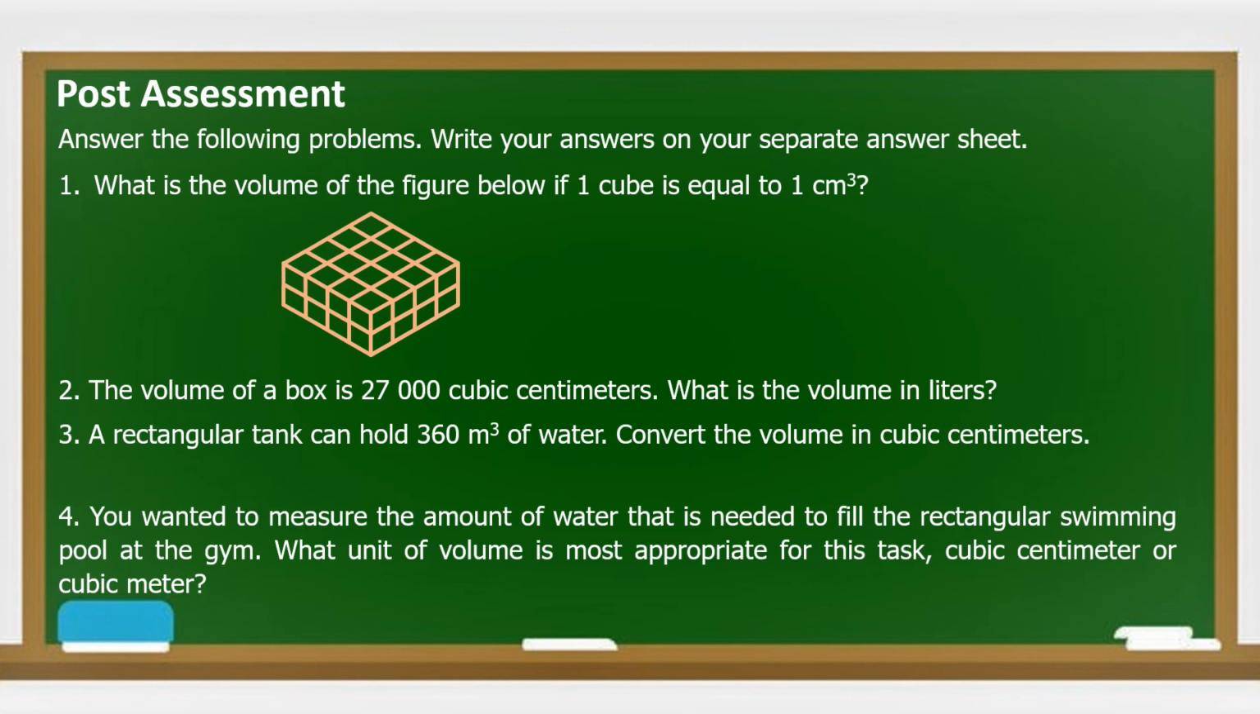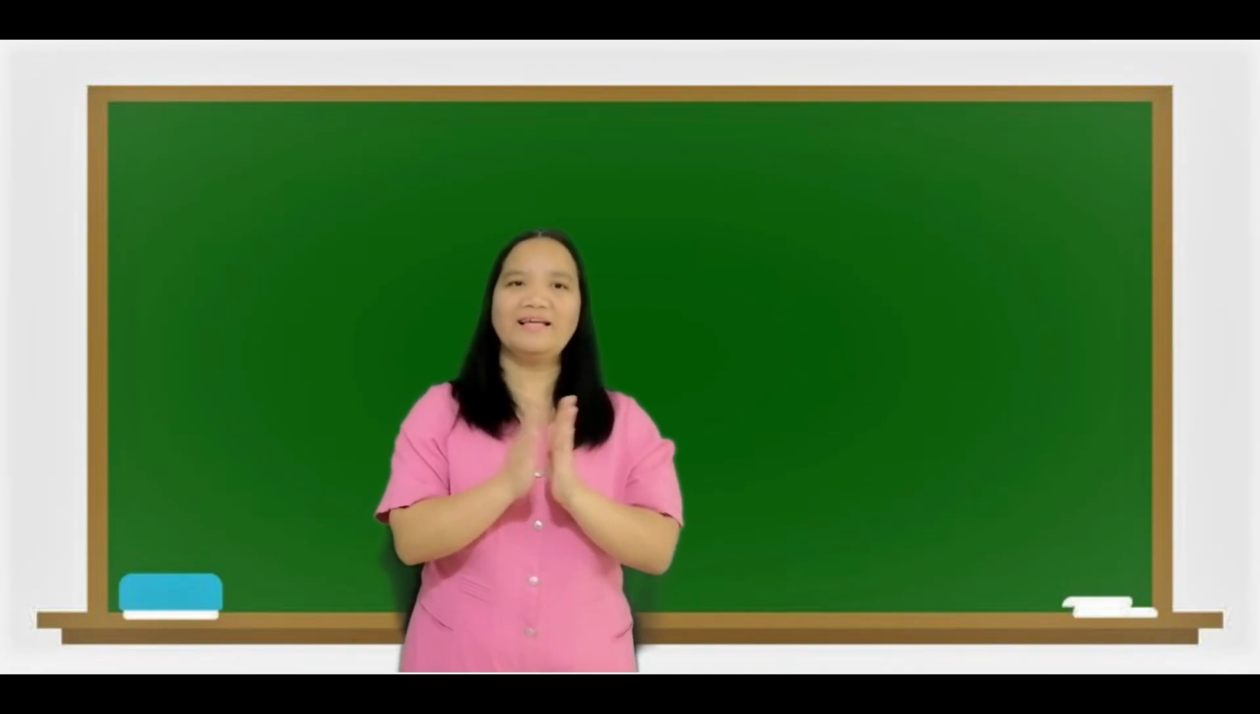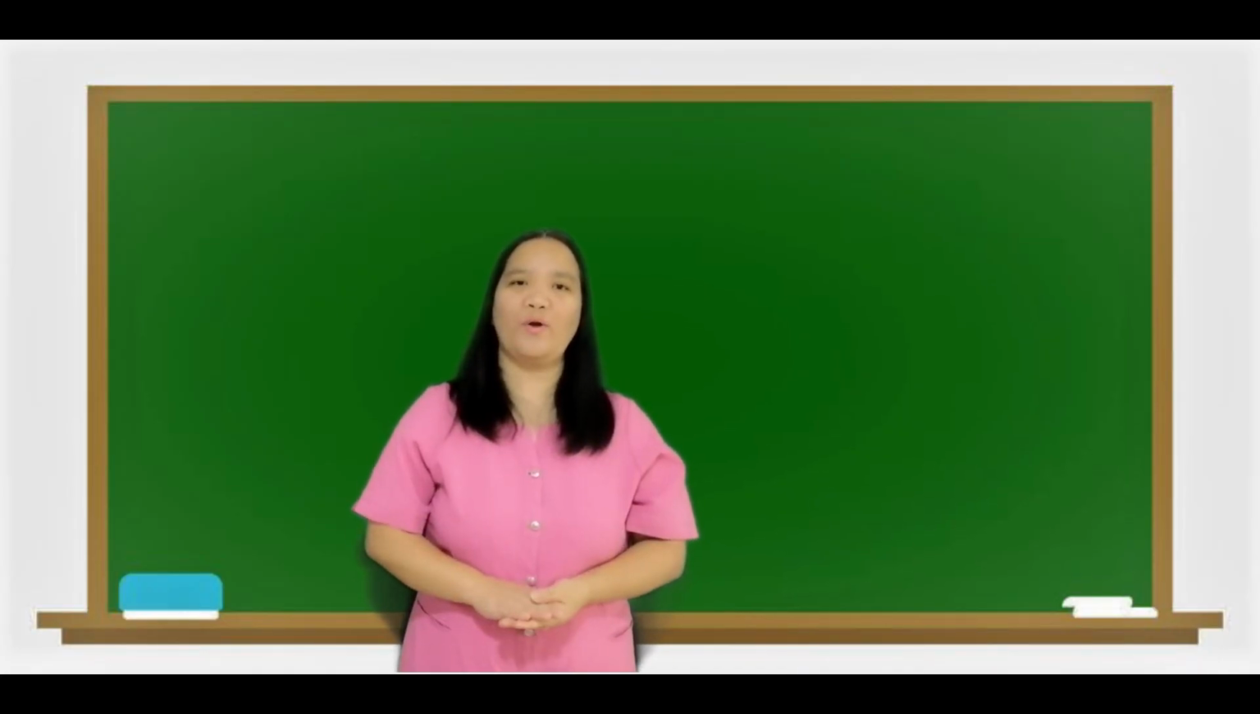Check your answers in the post-assessment. Number 1, 32 cubic centimeters. Number 2, 27 liters. Number 3, 360 million cubic centimeters. Number 4, cubic meter. Excellent! If you got 4 correct answers. If you have mistakes, go back and review your answers and solutions.